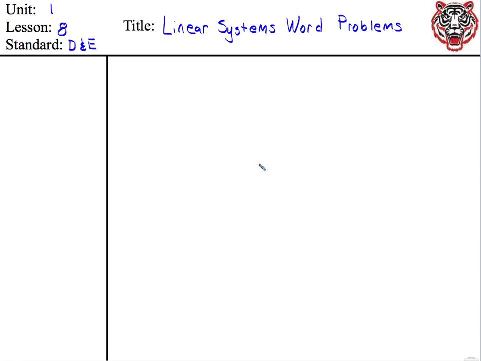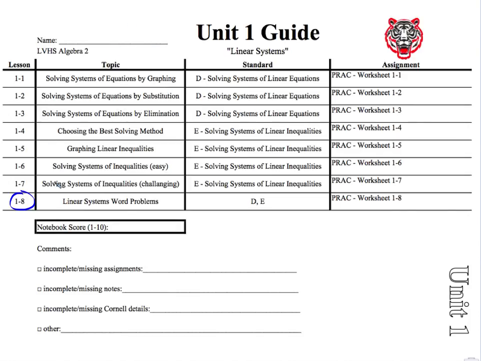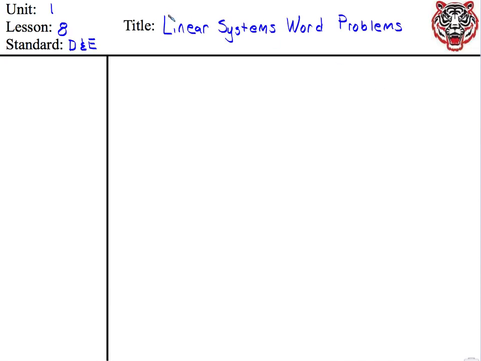All right, this is going to be Algebra 2, Lesson 1-8. We are talking about linear systems word problems, and some teachers just like to say real world problems. We are on our last lesson for the unit, and then we're going to do some test prep. So what are we doing here? Word problems. Let's do our word problem.